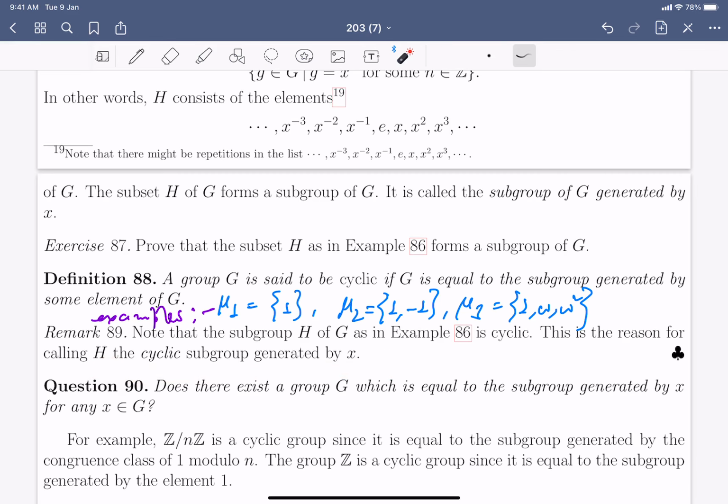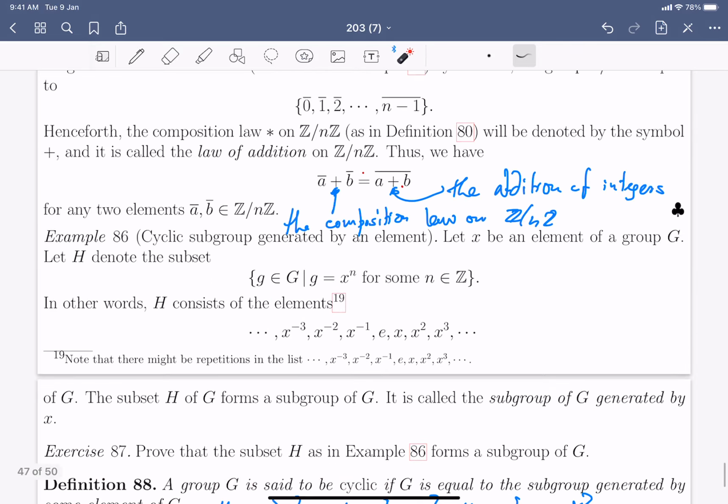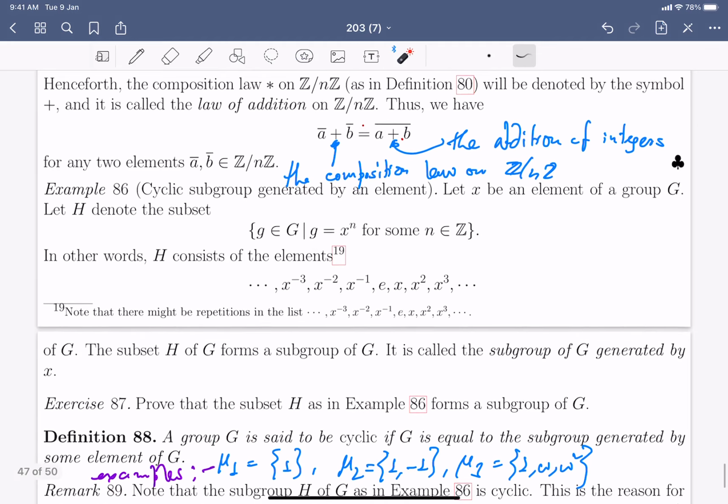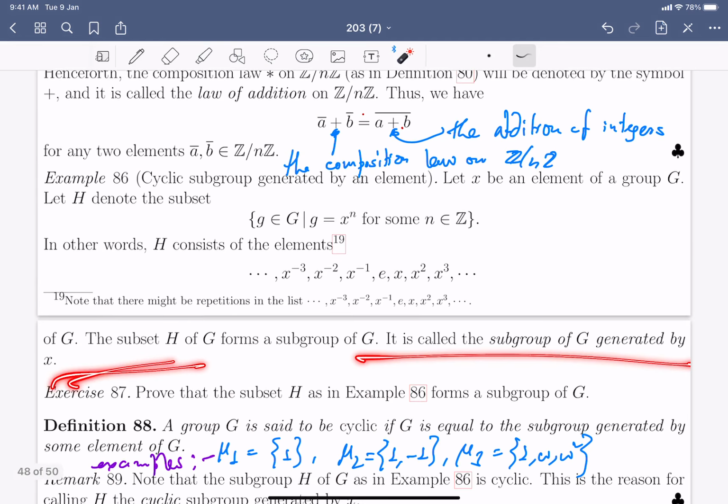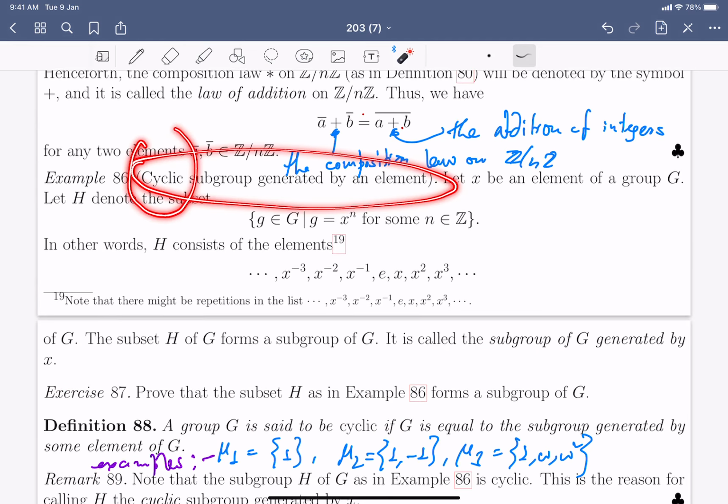Okay, because H is certainly a subgroup, that's for sure, and a subgroup is also a group. And H, if it is thought of as a group, then one can show that H itself is cyclic. That's why sometimes H is called the cyclic subgroup generated by X. This is something I probably did not mention here, but it was there in the title of this example, that this is a cyclic subgroup generated by an element.